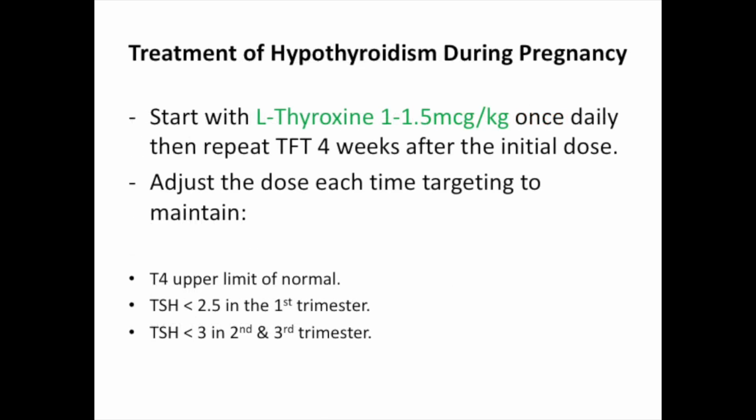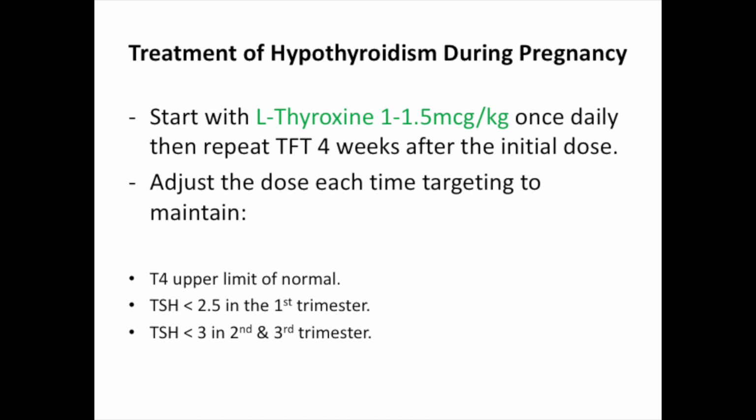How to treat cases of hypothyroidism during pregnancy? Suppose you diagnose a case of hypothyroidism during pregnancy. What will you treat her with? You will say L-thyroxine. Definitely you are right. But how much is the dose? The dose is between 1 to 1.5 microgram per kg once a day.